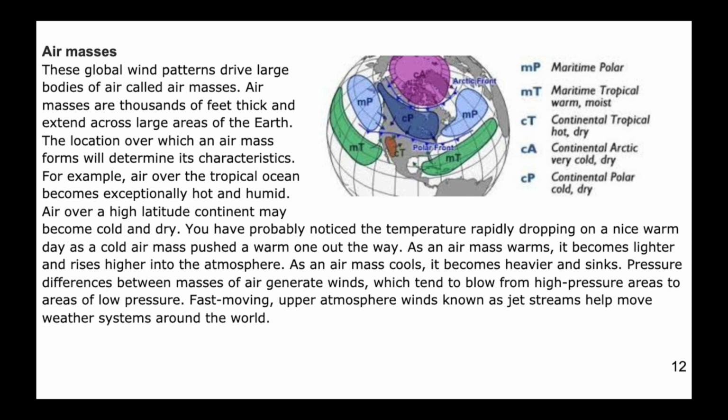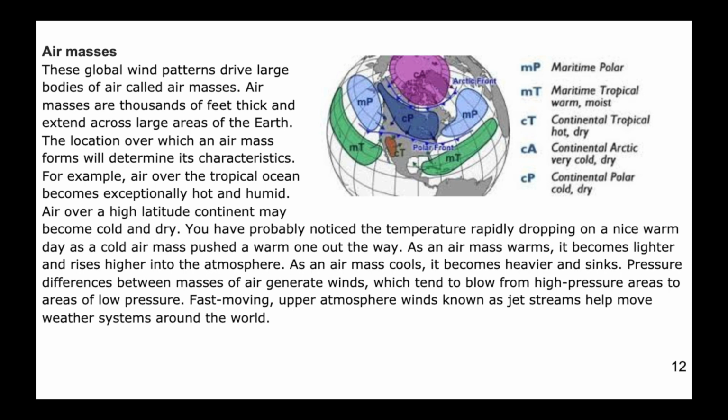As an air mass warms, it becomes lighter and rises higher into the atmosphere. As an air mass cools, it becomes heavier and sinks. Pressure differences between masses of air generate winds, which tend to blow from high-pressure areas to areas of low pressure. Fast-moving, upper atmosphere winds, known as jet streams, help move weather systems around the world.